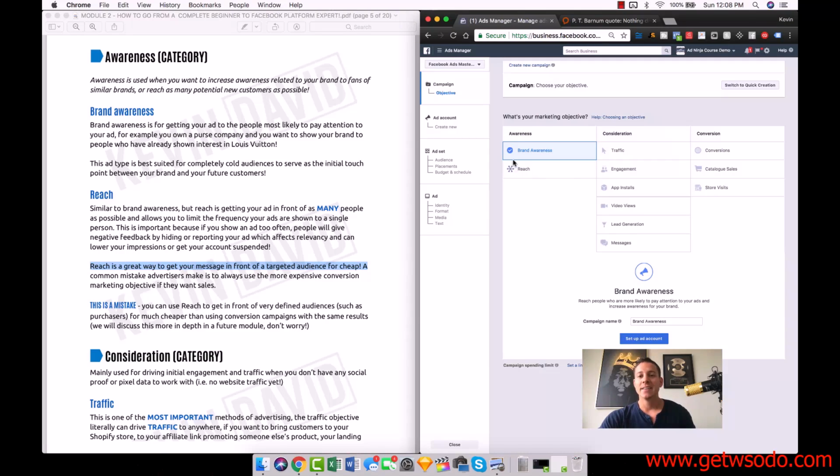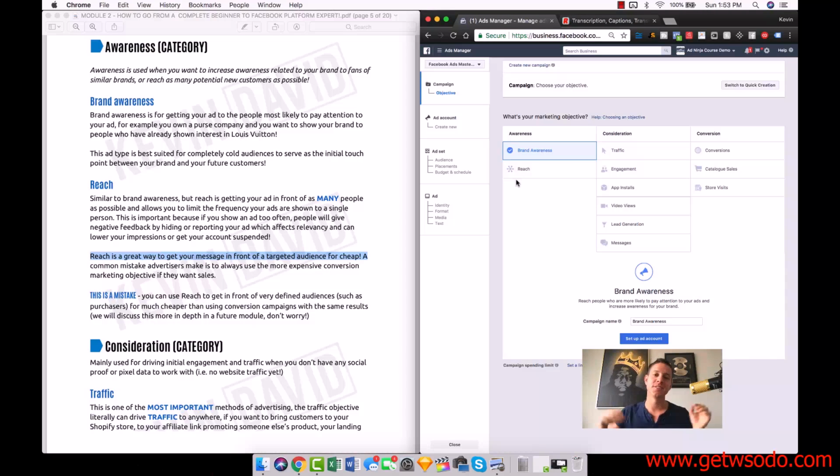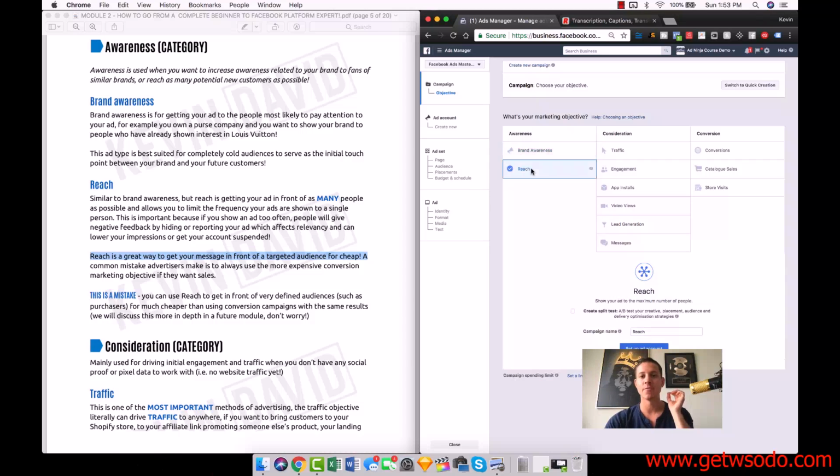So that is the awareness column. People don't use brand awareness that often. People do use reach very often, so it is an important one to get familiar with because it is very important. That is the general introduction of the brand awareness and reach campaigns. Again, brand awareness is not particularly used that often. I've never seen really good results from it specifically, but reach is a fantastic way to reach as many people, literally to reach as many people as you can.